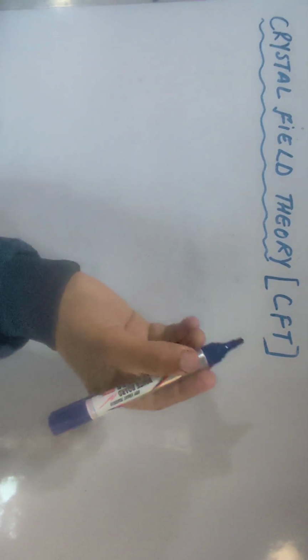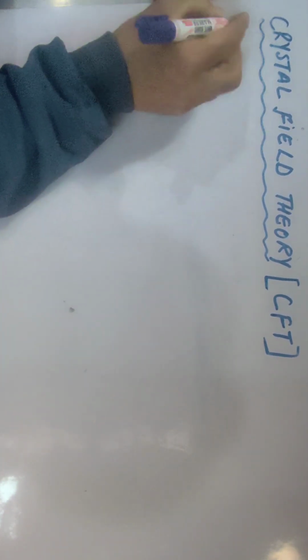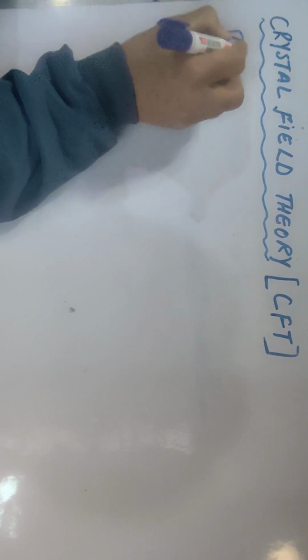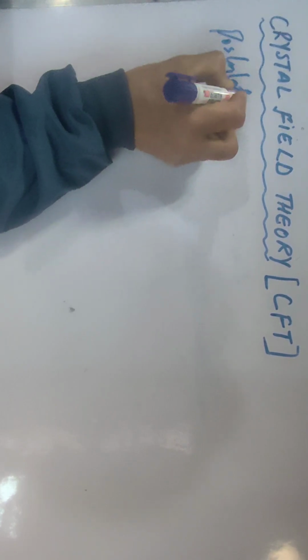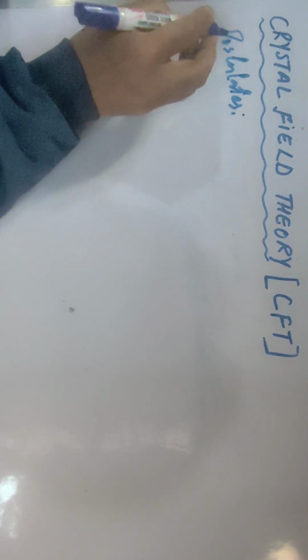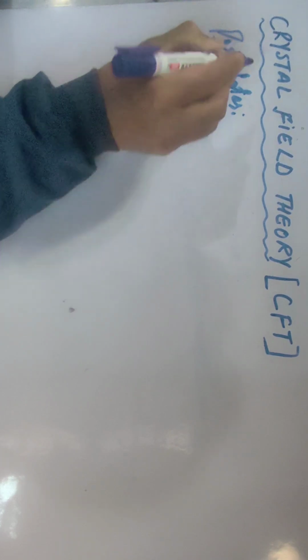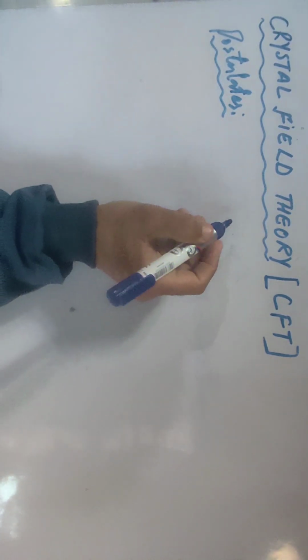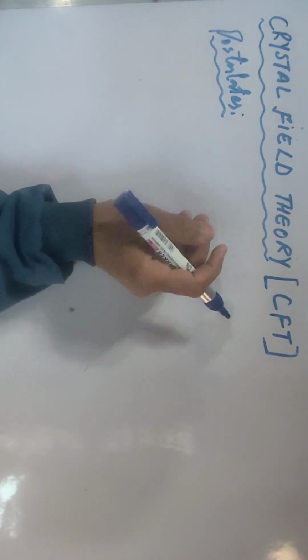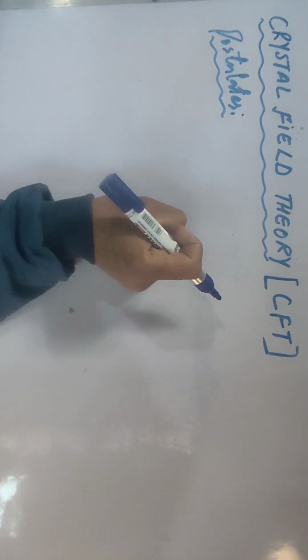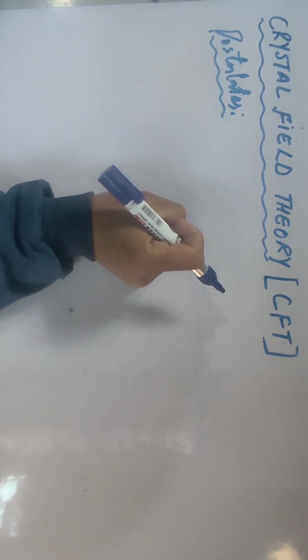Now the postulates are the main points of this theory. Postulates of this CFT. The very first postulate of this theory is that in the complexes, the bonding between the ligand and the metal atom or metal ion is completely ionic. So this is the first postulate that according to this theory, the bonding is purely ionic.